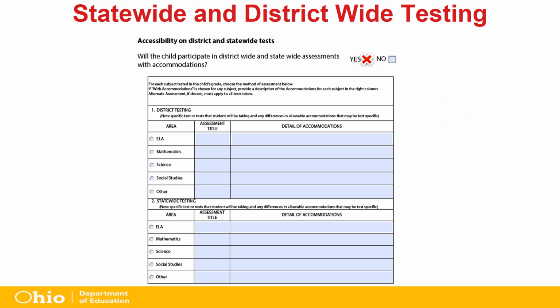You need to note the specific test or tests that the student will be taking and any differences in allowable accommodations that may be test-specific within the classroom across the district. If a student is receiving testing accommodations for English Language Arts ELA 2 in reading, you select ELA and then select Reading. In the assessment title column, type in ELA 2. Then, in the Detail of Accommodations column, describe the specific accommodations needed for reading.